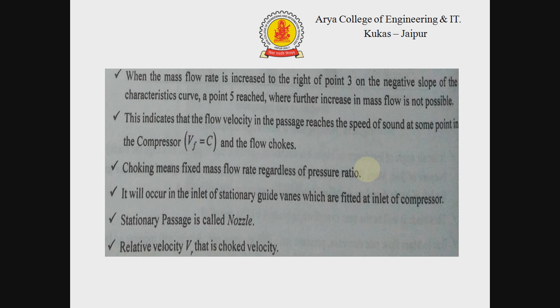Now we discuss the figure regarding choking. When the mass flow rate is increased to the right of point 3 on the negative slope of the characteristic curve, point 5 is reached, where a further increase in mass flow rate is not possible. This indicates that the flow velocity in the passage reaches the speed of sound at some point in compression, and the flow chokes. Choking means fixed mass flow rate regardless of pressure ratio.